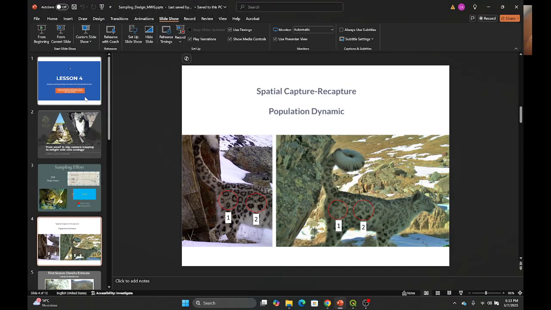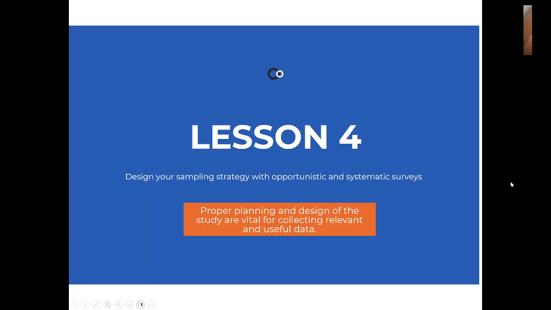So today we'll talk about the sampling design. That is a very important step, as we say here: a proper planning design of the study area is vital for collecting relevant and useful data. Because if we properly design our sampling, we can use the data in many kinds of analysis, or specifically for our target species for a specific analysis.